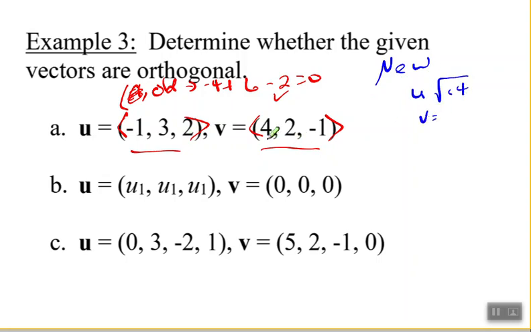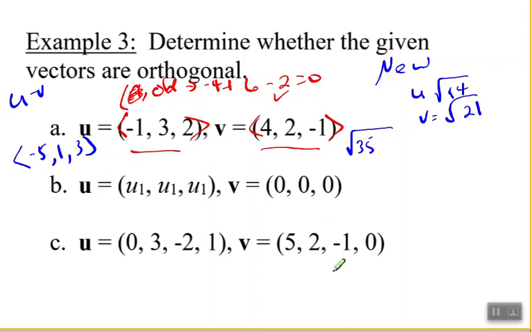The magnitude of v is 1621, right? And then u minus v, that is going to be the vector -5, 1, and 3. So what is the magnitude of that? The magnitude of u minus v is going to be the square root of 35. And now we see that the hypotenuse has to be the largest side. The square root of 35 squared is equal to the square root of 14 squared plus the square root of 21 squared. So therefore, that answer is yes, 2 different ways.